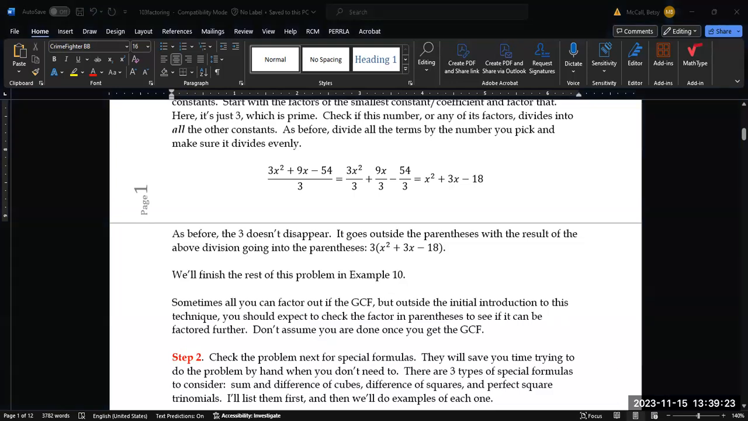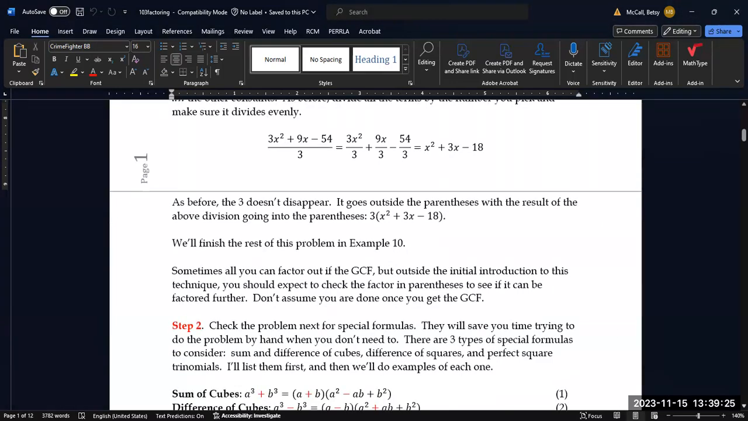Always, always, always look for the greatest common factors first. That's going to make all the other steps that you have to do much easier. And even if you find one common factor, it's always a good idea to check the expression that remains and see if you've missed any.